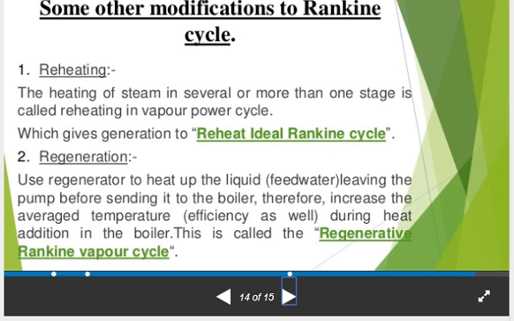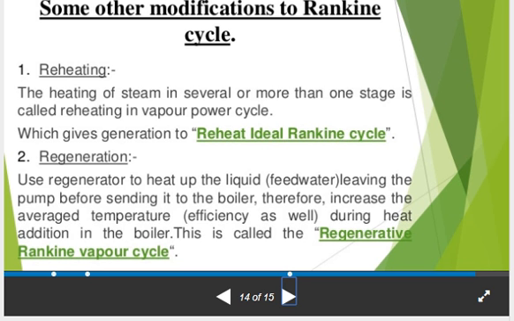Then discuss some other modifications to the Rankine cycle. The first one is reheating and another is regeneration. In case of reheating, the reheating of steam in more than one stage is called reheating in the vapor power cycle, which gives the reheat ideal Rankine cycle.